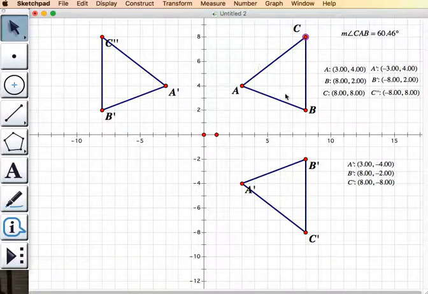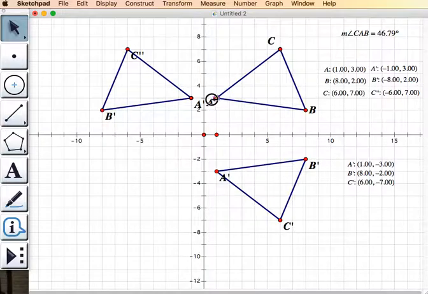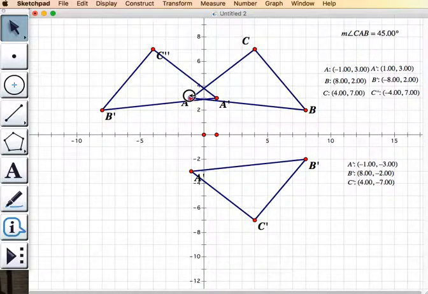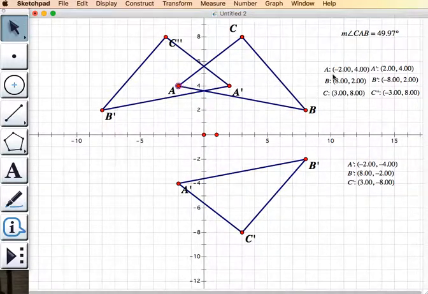Now, these are all pretty simple cases. This original triangle here is in the first quadrant. All of its coordinates are positive. But what if some of them were negative and then we reflected across the line? Well, you can see what happens if we put point A over here into the second quadrant. So its original coordinates are negative 2, 4. Then the reflection is now in quadrant 1 with coordinates 2, 4. And so this negative value becomes positive.